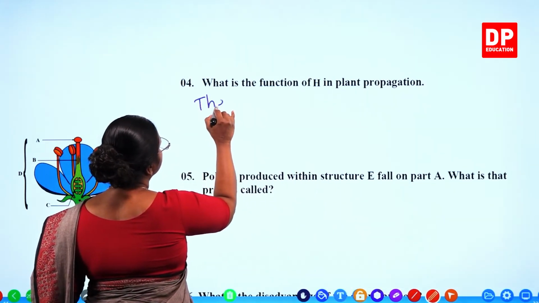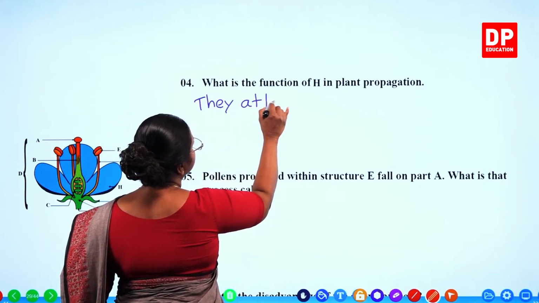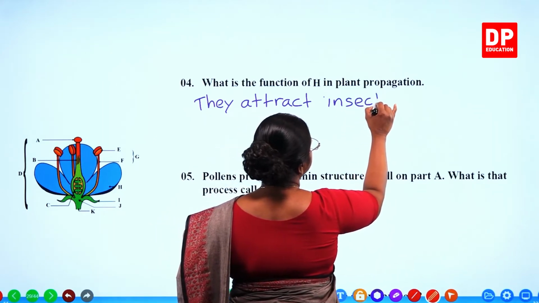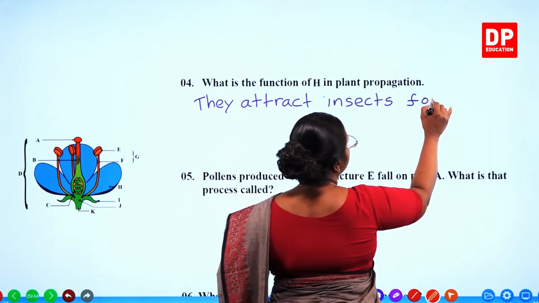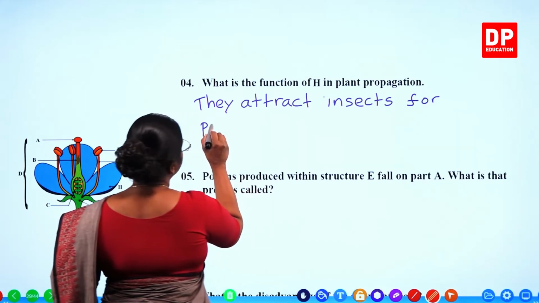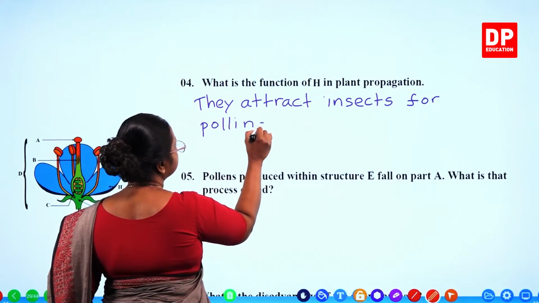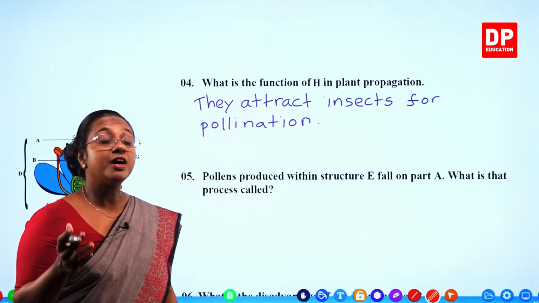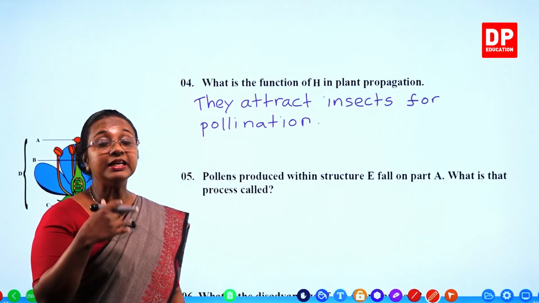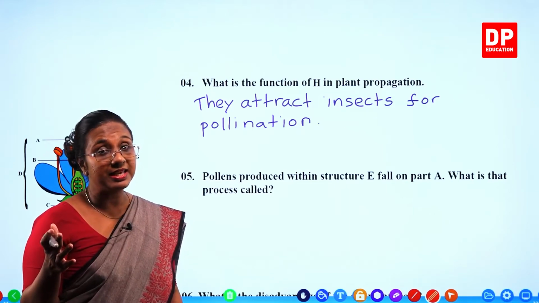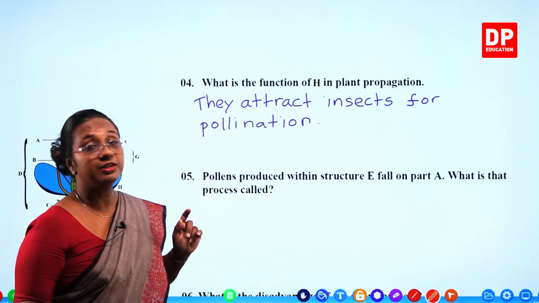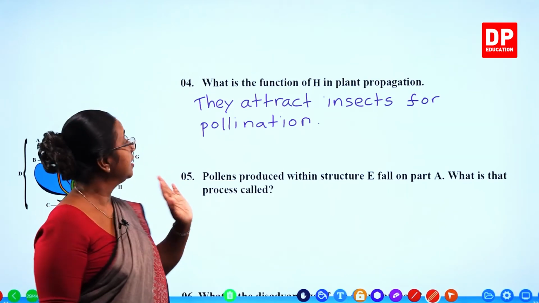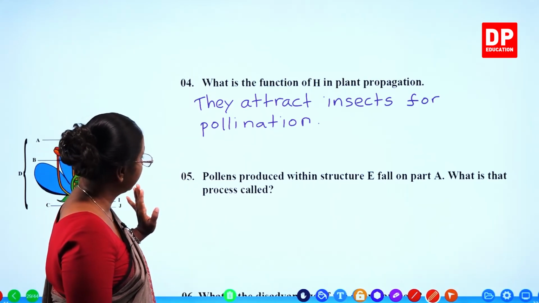What is the function of H in propagation? They attract insects for pollination. The petals have another function also. They protect the inner parts of the flower in the bud stage. But that is not related to propagation. In propagation, that is the reproduction process, they attract insects for pollination.